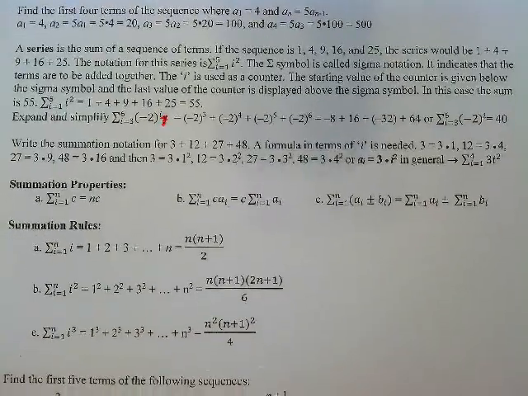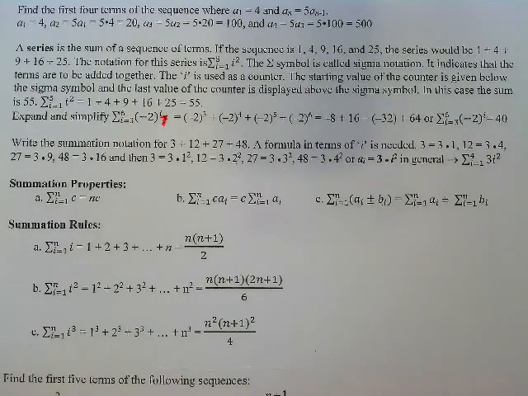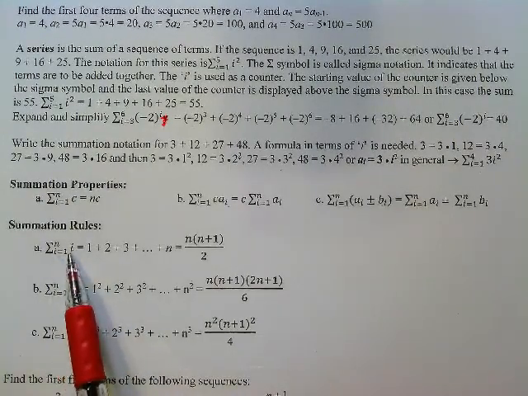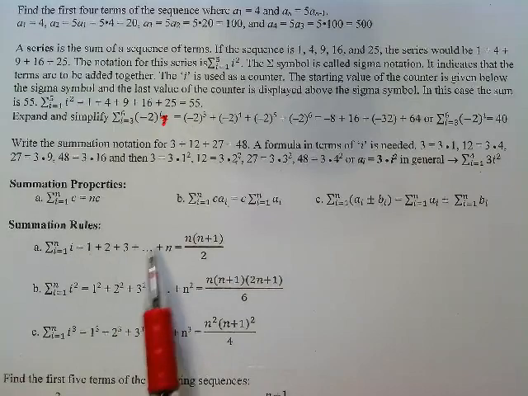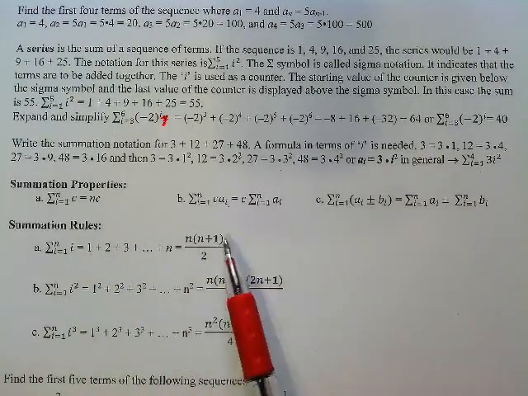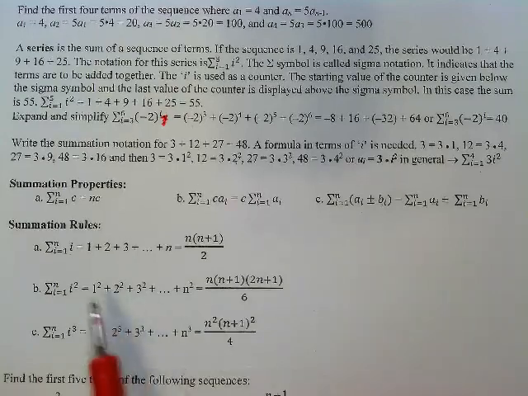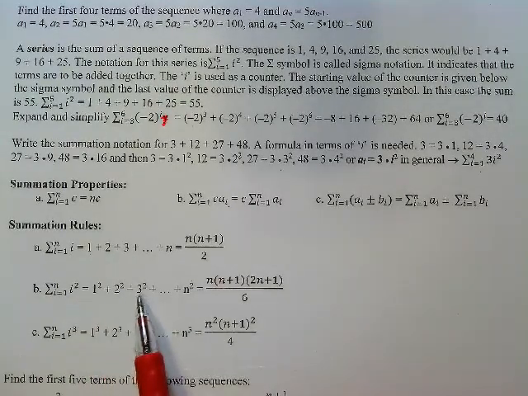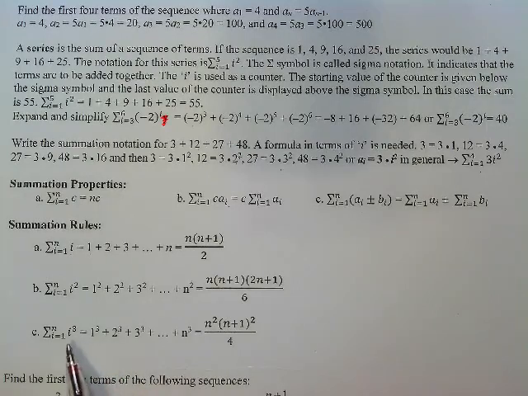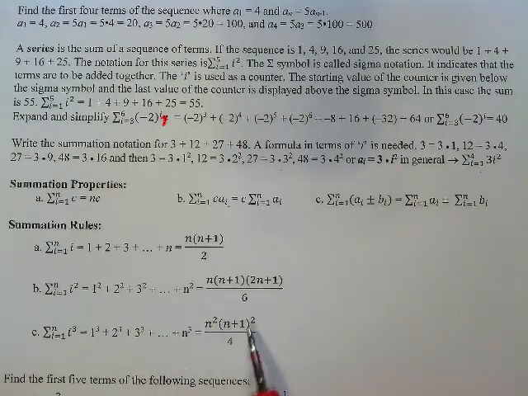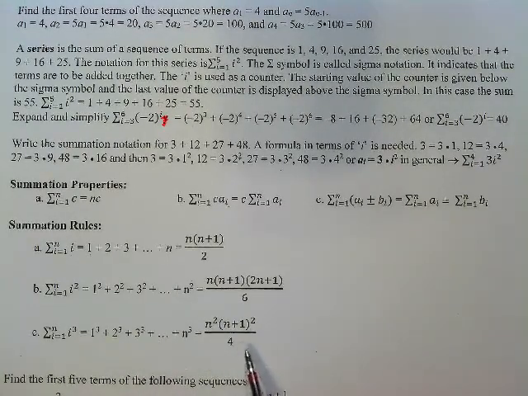We have some summation rules that can help us simplify our results sometimes. If all we're doing is adding our counting numbers, so in other words 1 plus 2 plus 3 plus 4 and so forth up to some value n, that summation is equal to n times n plus 1 over 2. If we are adding our squares, 1 squared, 2 squared, 3 squared, and so forth, that is n times n plus 1 times 2n plus 1 over 6. And if we are adding our cubes, 1 cubed, 2 cubed, 3 cubed, that equals n squared times n plus 1 squared over 4.